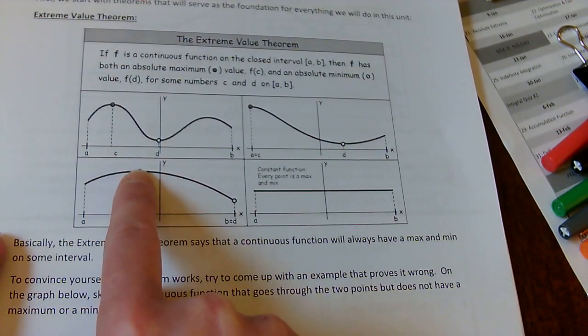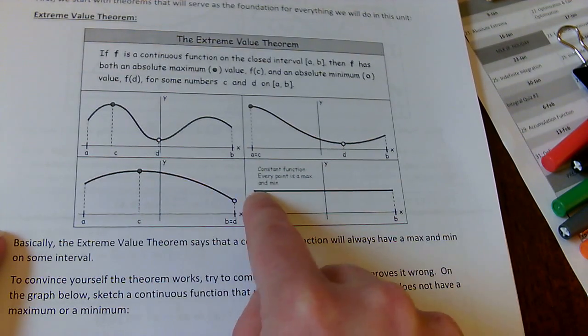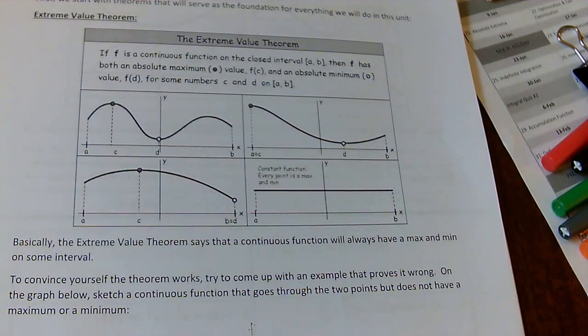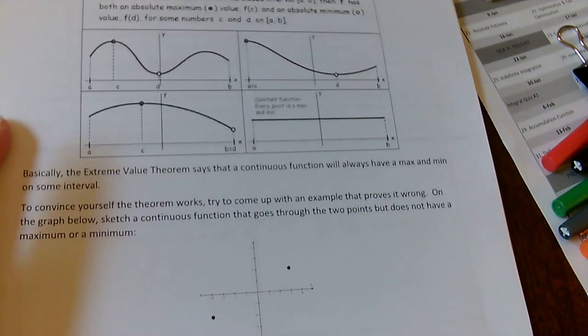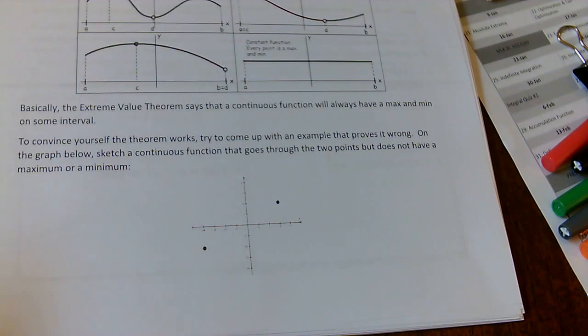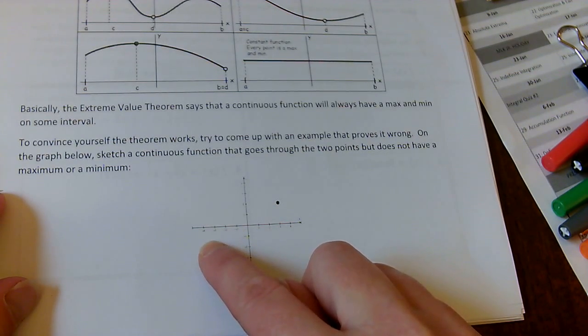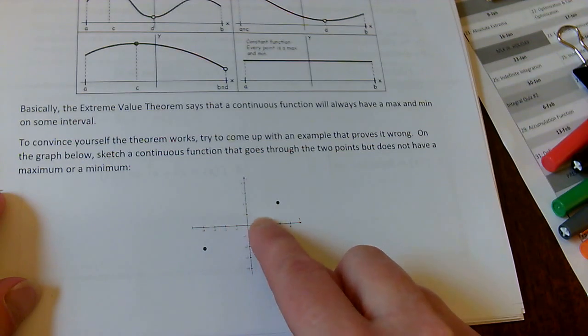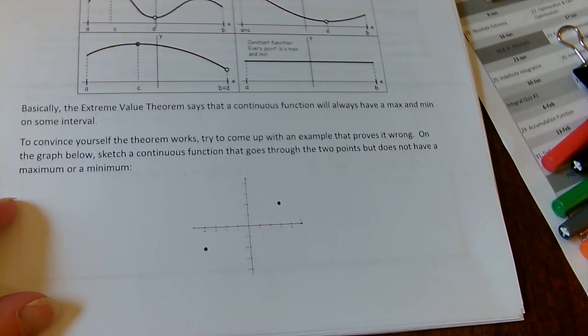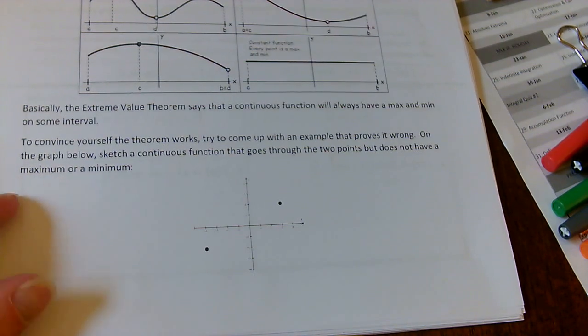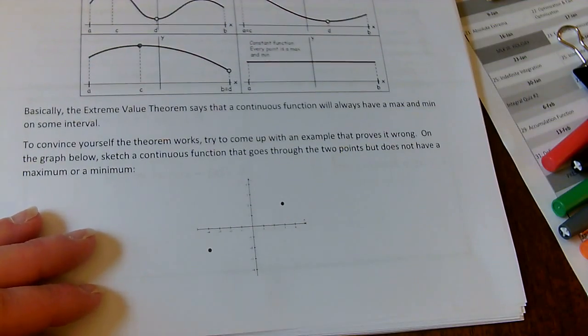So you always have an absolute maximum and an absolute minimum. Even if you have a constant function, every point along there would be a max and a min. So could you come up with something to prove that theorem wrong? Can you connect those two dots in a way that you don't have a maximum or a minimum? Because even if I connected them straight, then that would be my maximum and that would be my minimum. Even if I had hills in the middle, I could have my endpoints as my max and min. Or I might have some hills that were taller than that endpoint or lower than that endpoint.